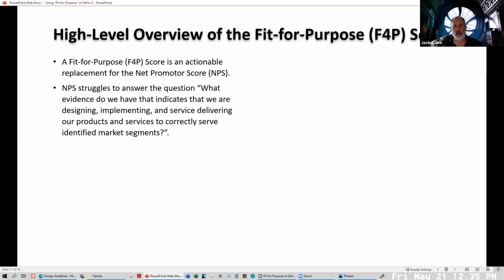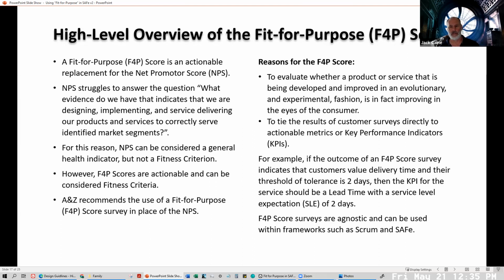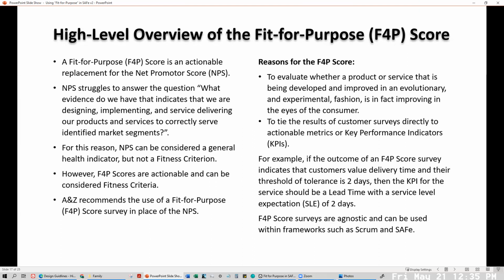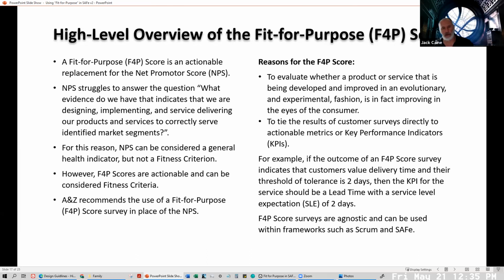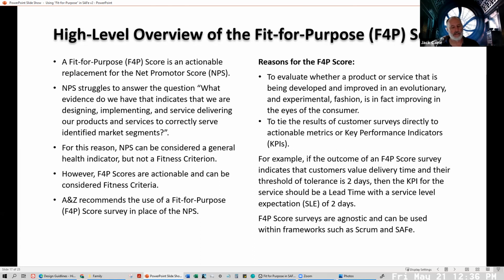Okay, so we have this thing called F4P score. A fit for purpose score is an actionable replacement for net promoter score. I've been around for a while, so I've seen NPS used quite a bit in many different companies. A lot of companies live by this and they die by this. And a lot of times they're not even using it properly. They're calling it an NPS, but it's really not NPS.